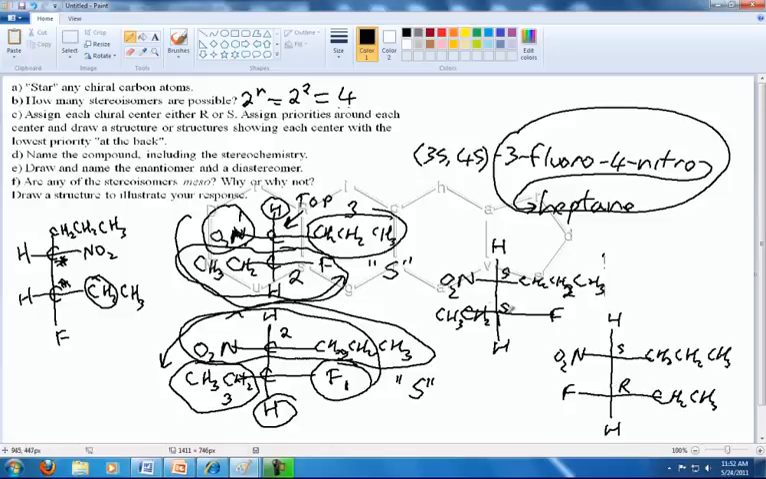Now if I left this one the same and switched the top, then this lower one would have been S and that would have been R, and that would have been a diastereomer as well. Interestingly, it would have been the enantiomer of this diastereomer. The definition of an enantiomer is a compound that has all its stereocenters switched. A diastereomer has just some of them switched, and that's what's happened here. We've left one the same and switched the other one. So this is the diastereomer down here.